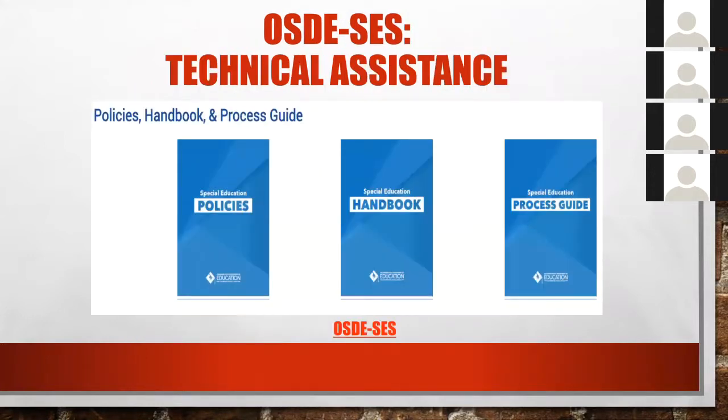On our website, we do have some technical assistance documents. One is our special education policies, and then our special education handbook, and then the special education process guide. The process guide really walks you through step by step on how to write an IEP in EdPlan. So if you're not familiar with that, you might want to take a look at those documents.